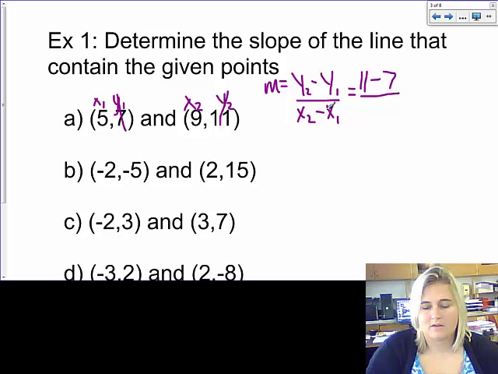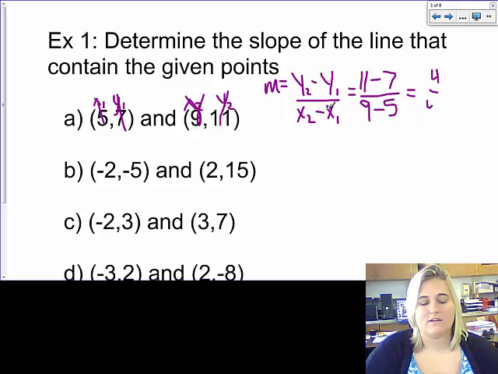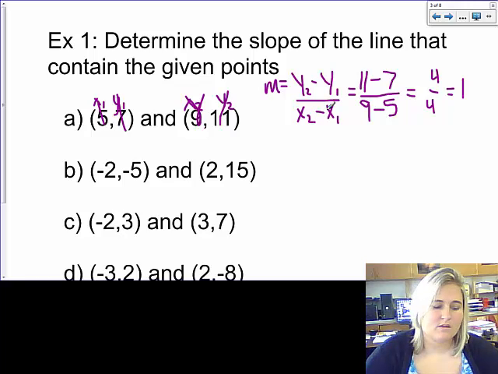X sub 2 is 9, so I'm going to plug in 9, minus x sub 1 is 5, so I put 5. So now all I have to do is the math. 11 minus 7 is 4, 9 minus 5 is 4, so the slope of this line is 1, or 1 over 1, okay? That's my final answer. I would like for you to try and do B and C on your own paper, so please pause the video and work on those two.